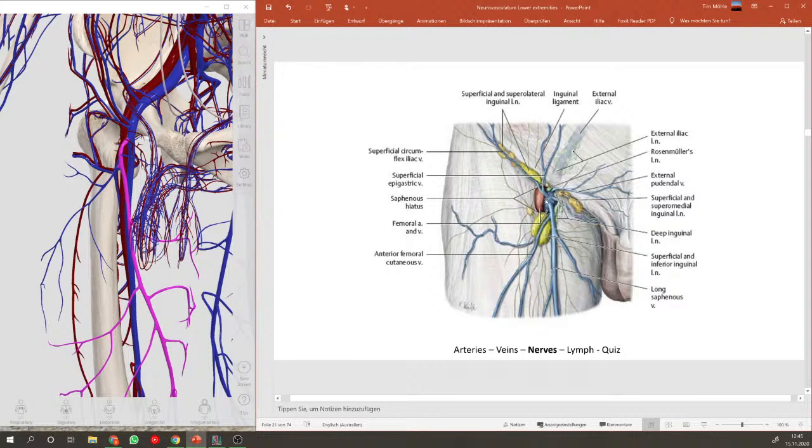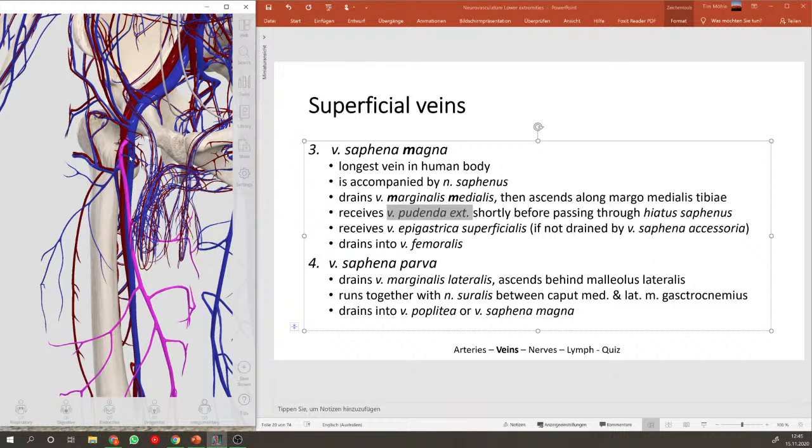But let's go back to this one. Yeah, so vena saphena magna will also receive vena pudenda externa. Yeah, so it will be from the medial side. It's one of the early medial contributors of the greater saphenous vein. And also vena epigastrica superficialis.